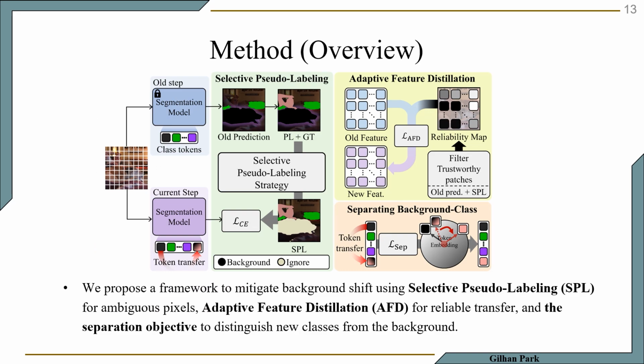Our framework tackles background shift with three key components: selective pseudo-labeling, which handles ambiguous pixels; adaptive feature distillation, to focus on reliable feature transfer; and a separation objective to clearly distinguish new classes from the background.